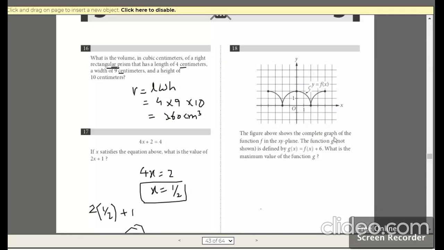The figure above shows the complete graph of the function f in the xy plane. The function g is defined so that whatever f of x is, g is that plus 6, which means it should go 6 up. What is the maximum value of g?